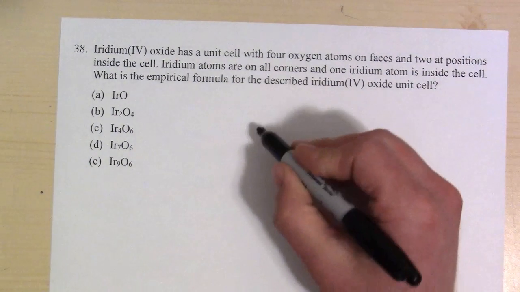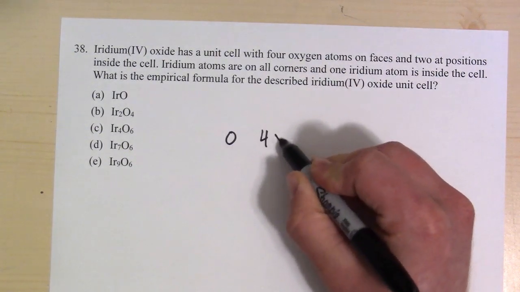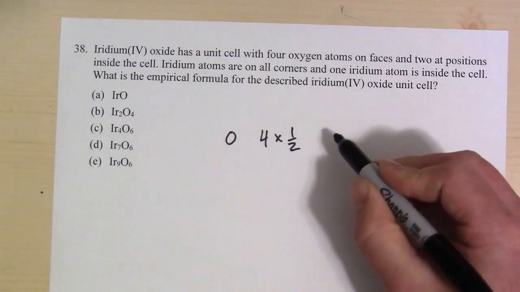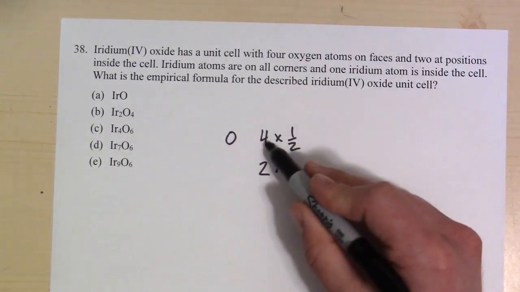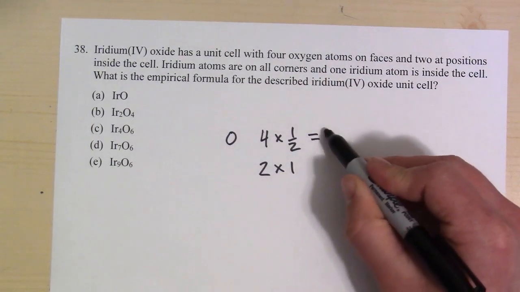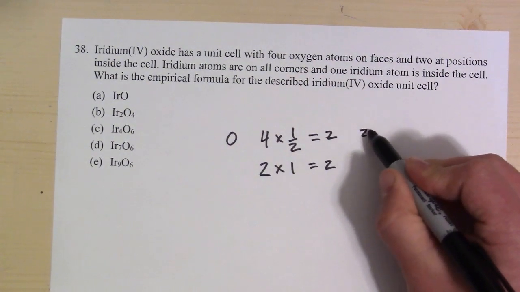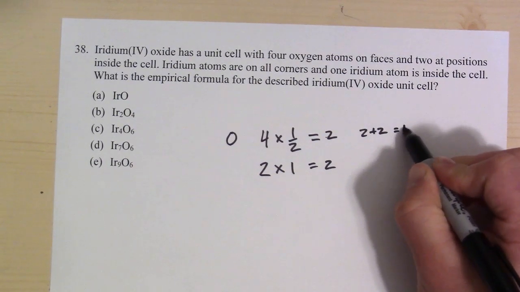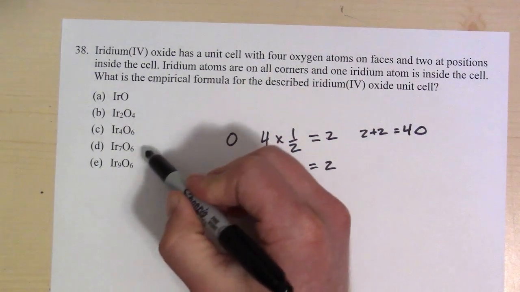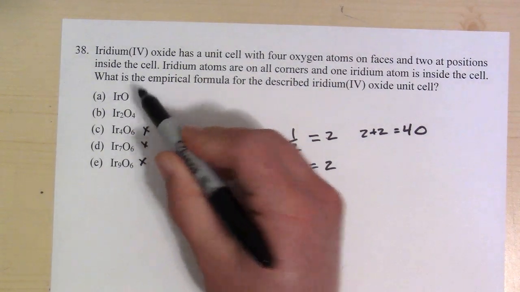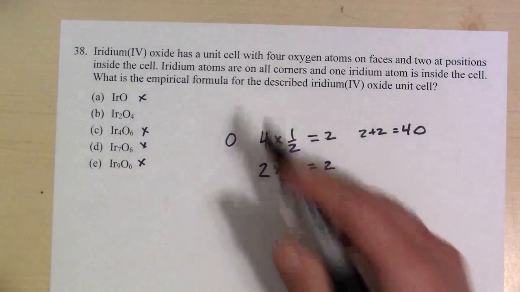So if we have 4 oxygen atoms on the faces, that'll be half an atom each, and then 2 at positions inside the cell, so that'll be full atoms. So 4 times 1/2 is equal to 2, plus 2 times 1 is 2, so 2 plus 2 is equal to 4 oxygens. So already we can eliminate all of the answers except for B here. All the rest do not have 4 oxygen atoms.